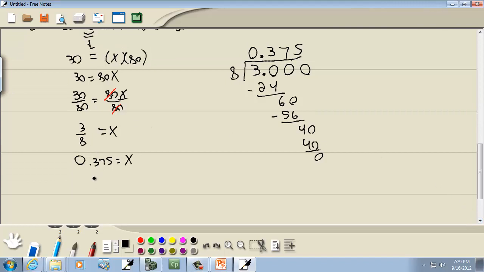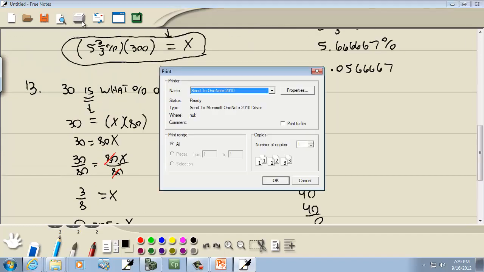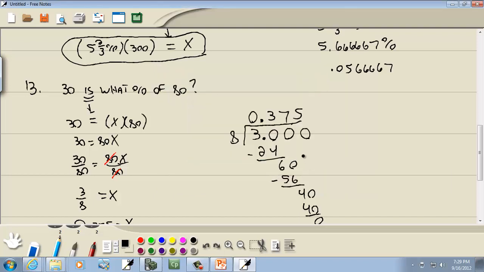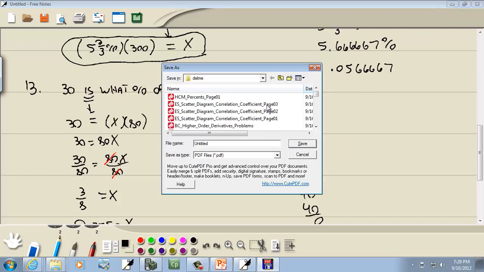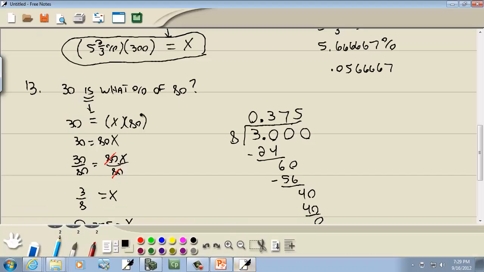Okay, so what percent? Well, change this back to percent form. We're going to move our decimal point 2 places to the right. So our answer here would be 37.5%. And let me save that and start a new tablet. There it goes.